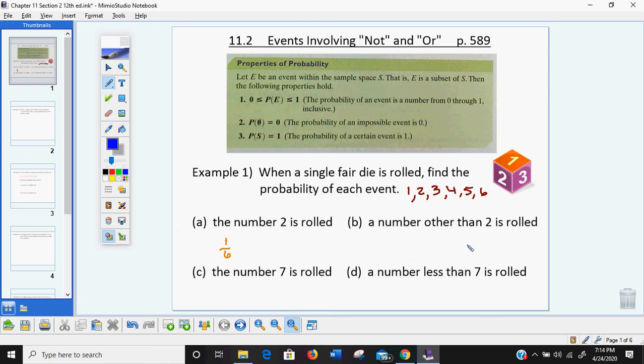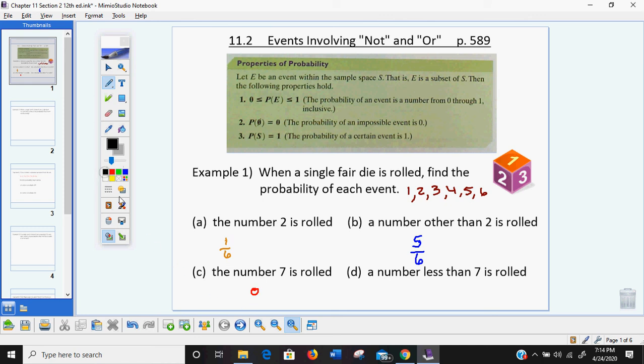A number other than 2 is rolled. Well, it could be a 1, a 3, a 4, a 5, or a 6. There are 5 other numbers besides 2. So that would be 5 out of 6. The next one, a number 7 is rolled. Well, there's no possibility of getting a 7. There's not a 7 on a fair dice, so the answer to that one would be 0.